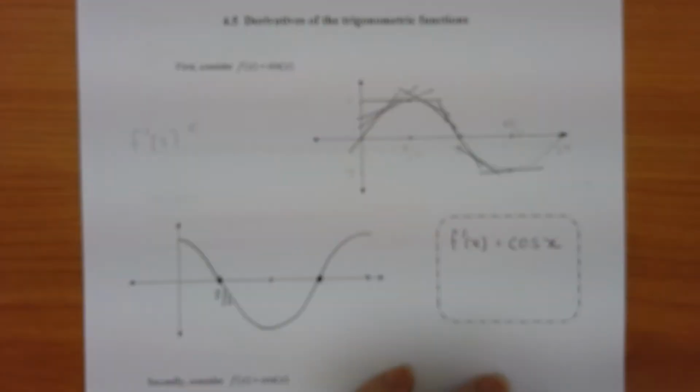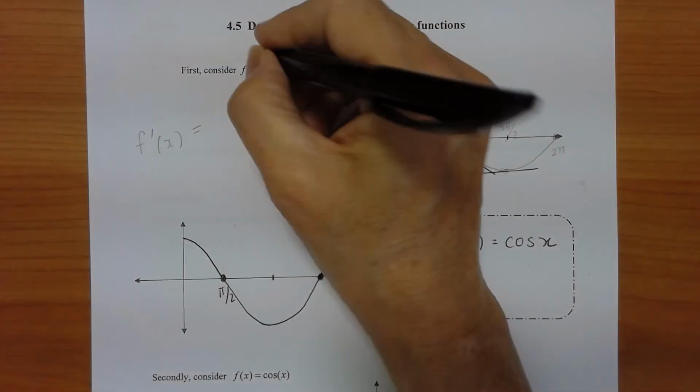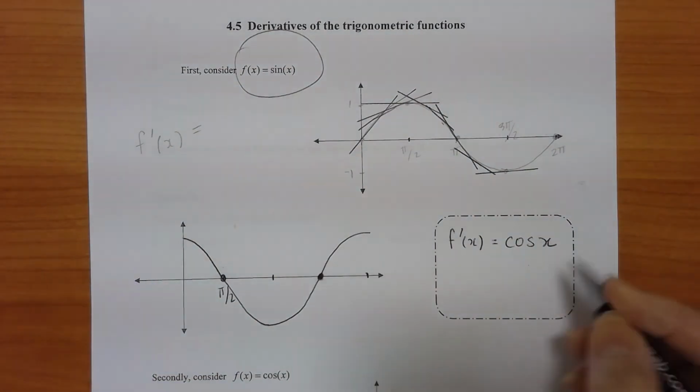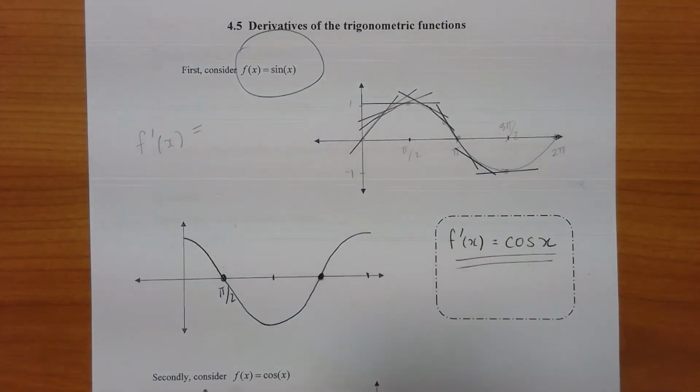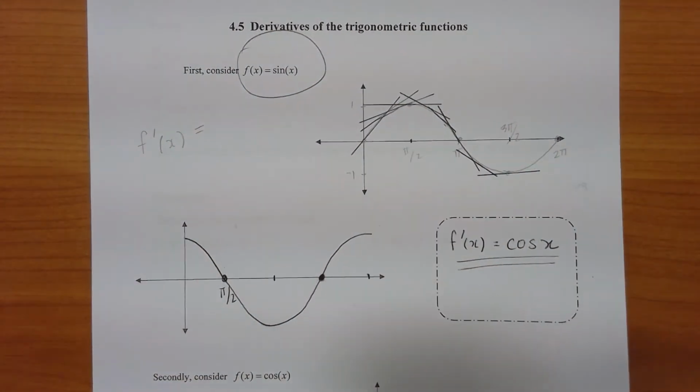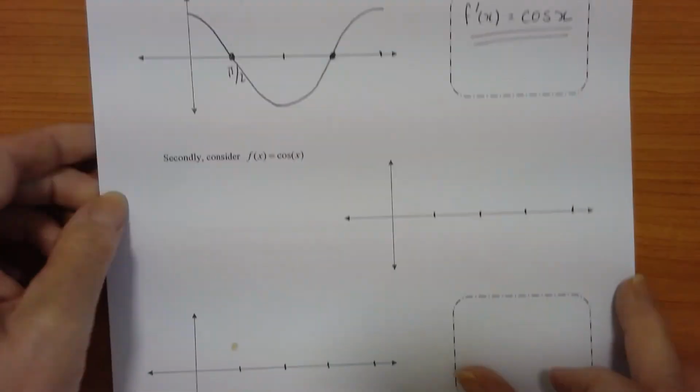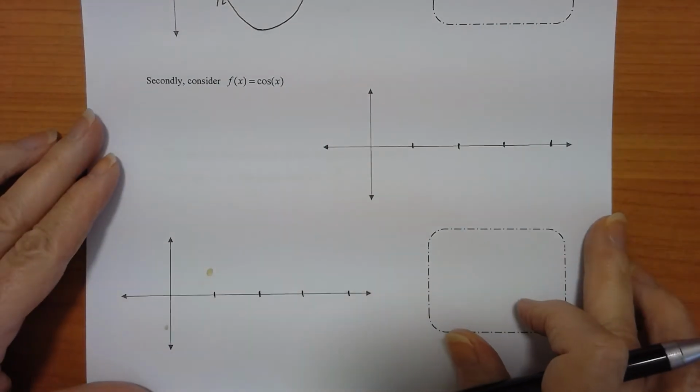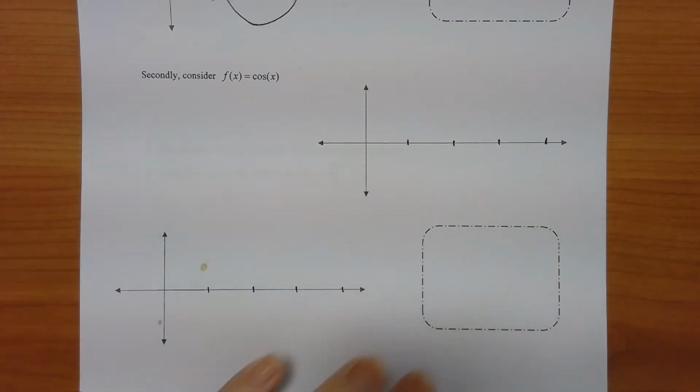There we go. That's a little bit better. So the derivative of sine is cosine. That's on your formula sheet. So let's see if cos is the same way.